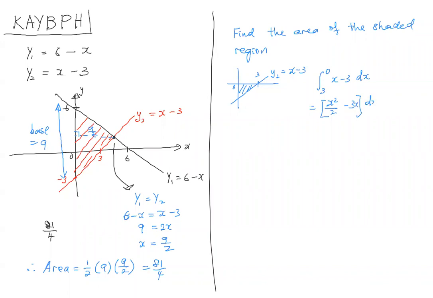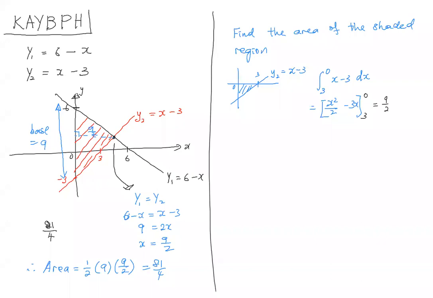What am I doing? Okay, so this one is from 3 to 0. Can anyone tell me why I flipped the limit? So I don't have to put the negative again. Thank you.